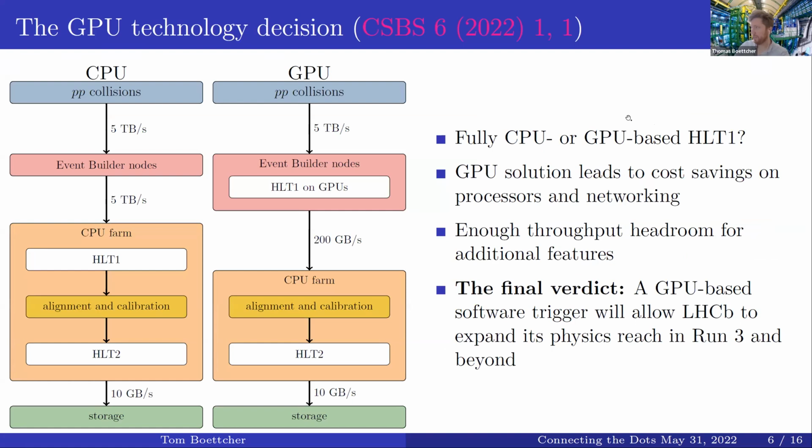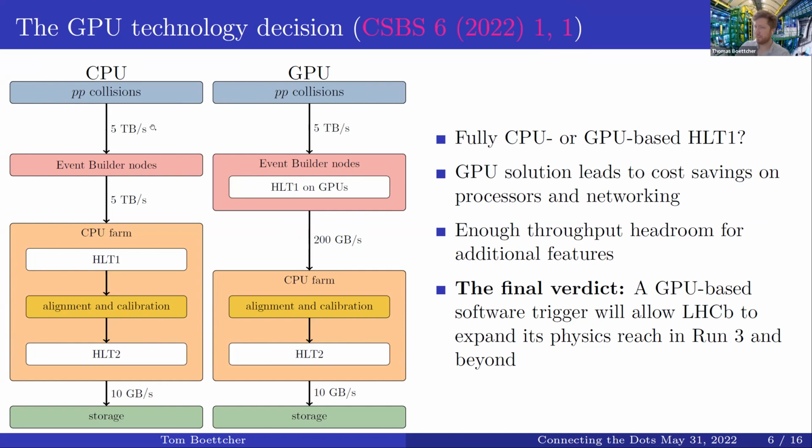So maybe the biggest change since 2020 is that Allen has now been selected as LHCb's actual first level software trigger for Run 3. And the decision process is documented in this paper I've linked at the top. So LHCb produced viable triggers based on both CPUs and GPUs. And so the decision came down to a detailed cost-benefit analysis of the full data acquisition systems you could create using each of these technologies.